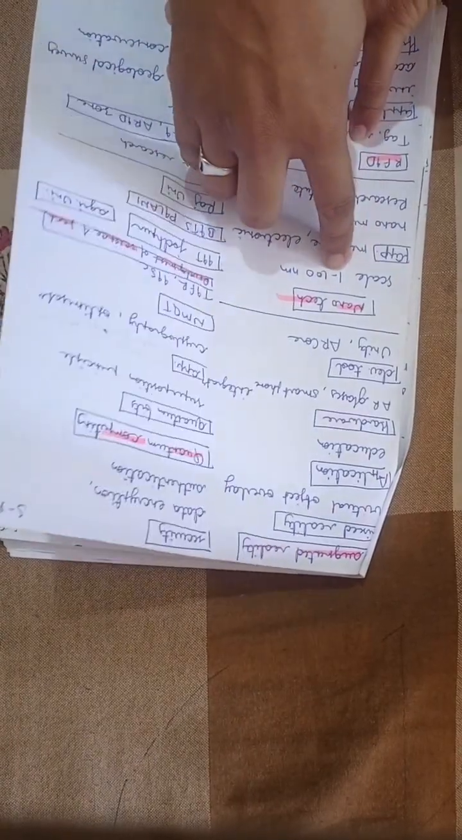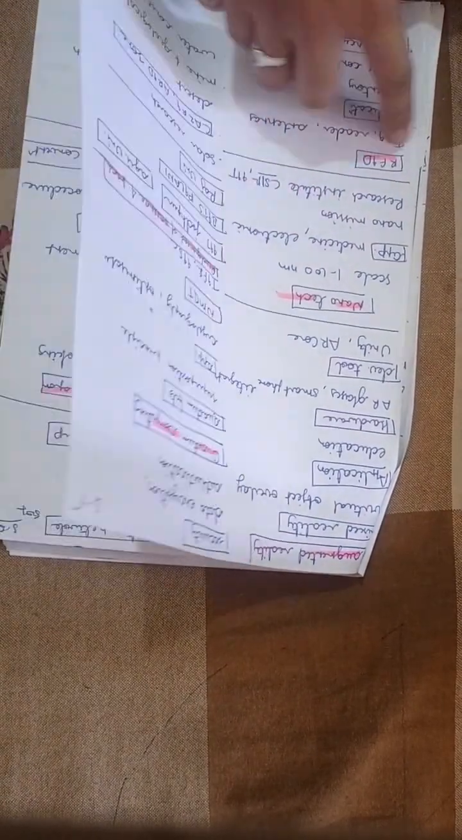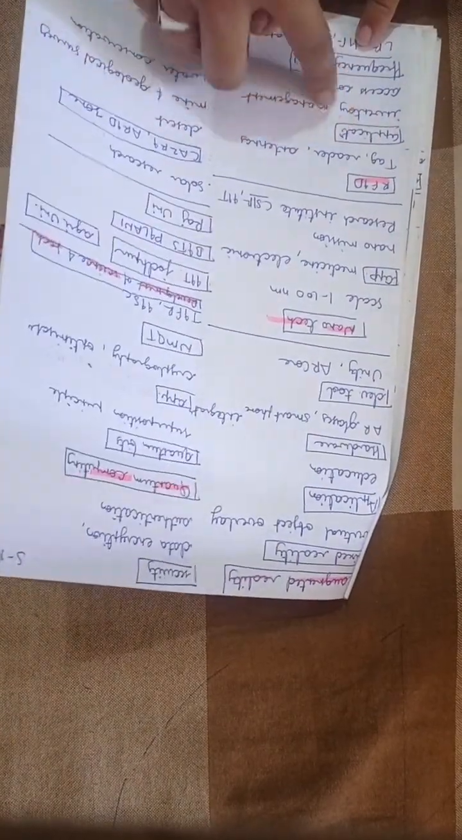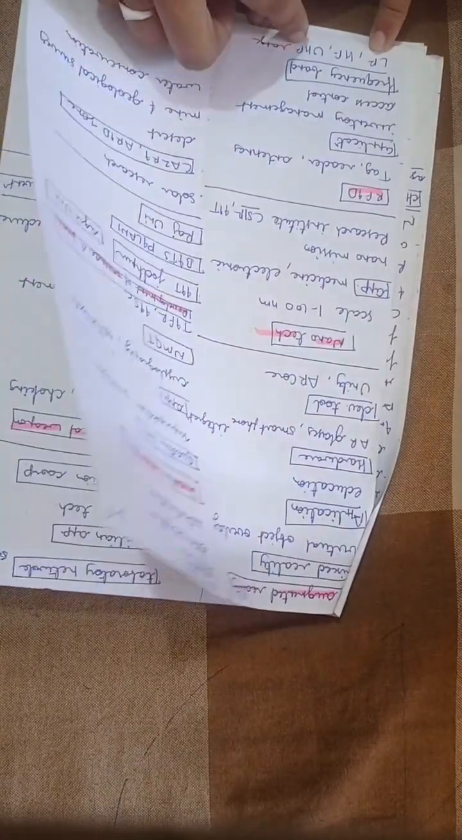Then the nanotech scale 1 to 100 nanometer, application, medicine, electronics, Nano Mission, research institute, CSIR and IIT, RFID, tag, reader and antennas, application, inventory management and access control. Then the frequency band, LF, HF and UHF range.